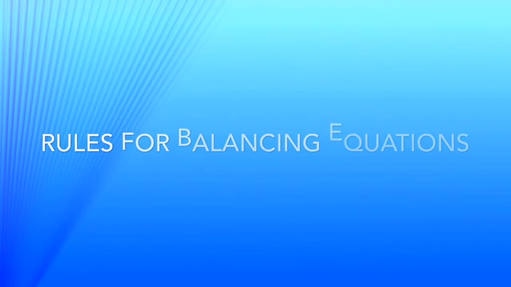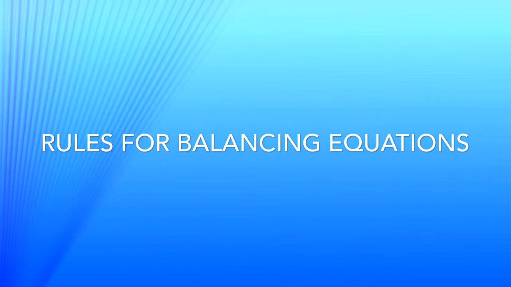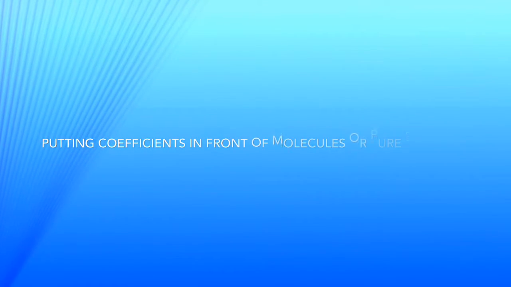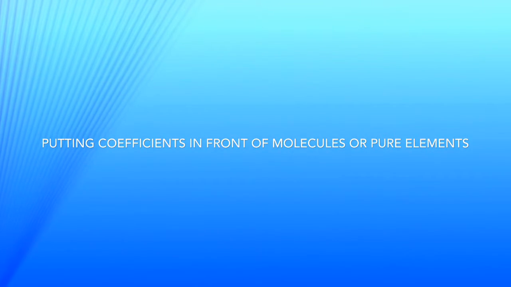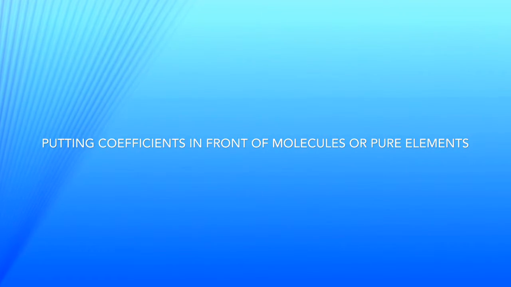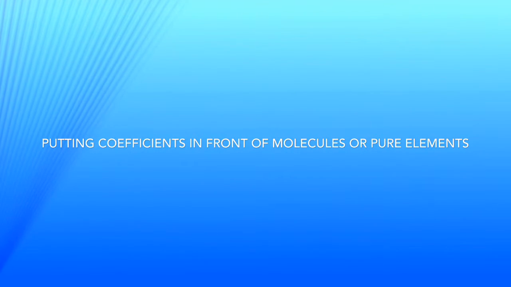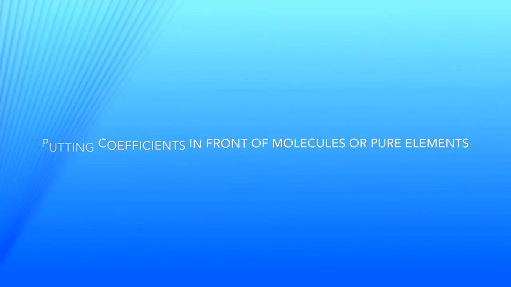Alrighty, so today I'm going to be teaching you guys about rules for balancing equations, and I'm going to do an example of how to balance an equation afterwards. Basically, balancing equations is putting coefficients in front of elements or combined elements to balance out the equation on both sides of the yielding sign.